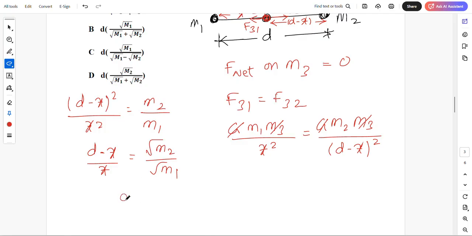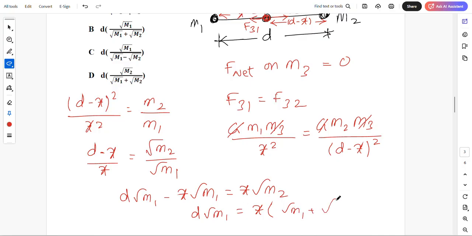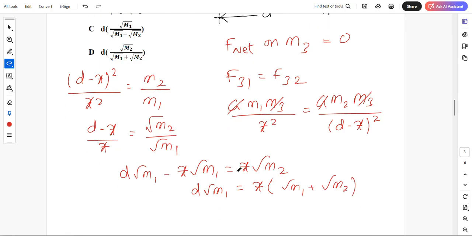Now cross multiply: D root of M1 minus X root of M1 is equal to X root of M2. D root of M1 is equal to X, I can take common here. Once it comes to the right side, it will be root of M1 plus root of M2. What is the value of X? X is equal to how much?